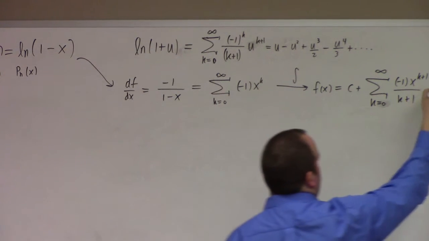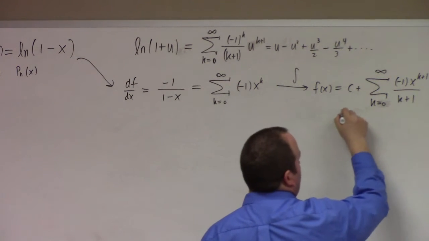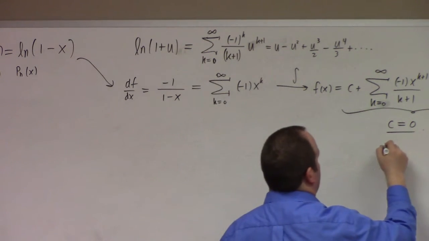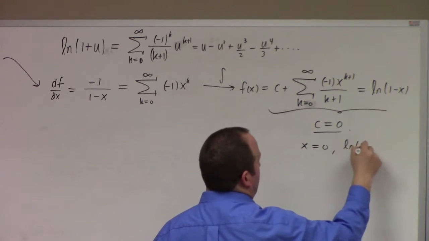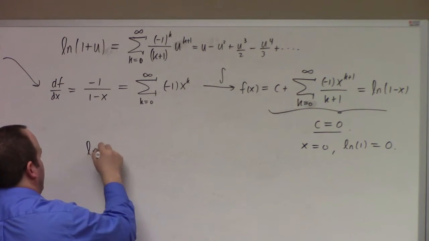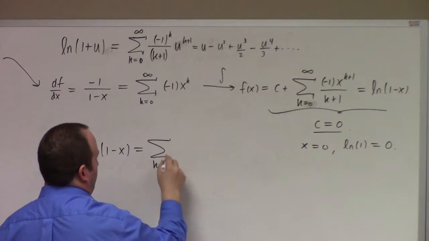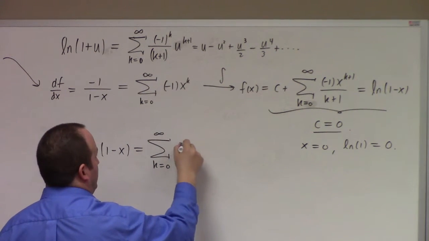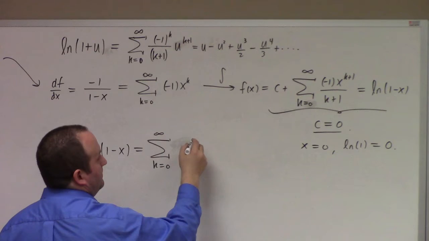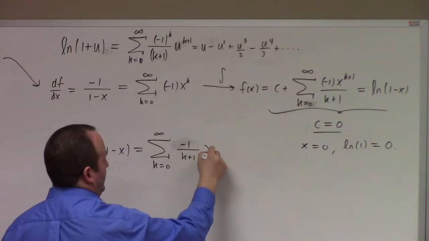Of course, you know that this is also equal to the natural log of 1 minus x, and we'll make c equal to 0 because it has to match up at x equals 0: natural log of 1 equals 0. That forces the constant to be 0. Bam. Natural log of 1 minus x is equal to the sum k equals 0 to infinity of minus 1 over k plus 1 x to the k plus 1, right?